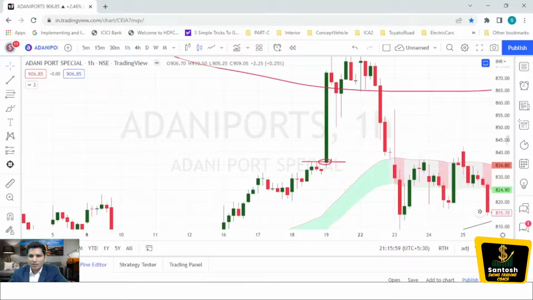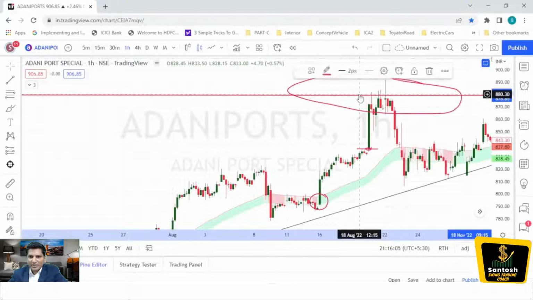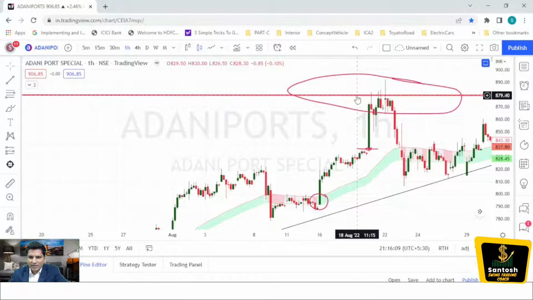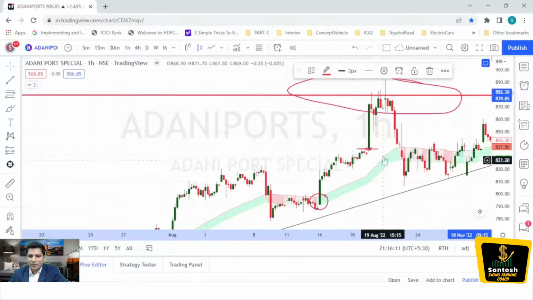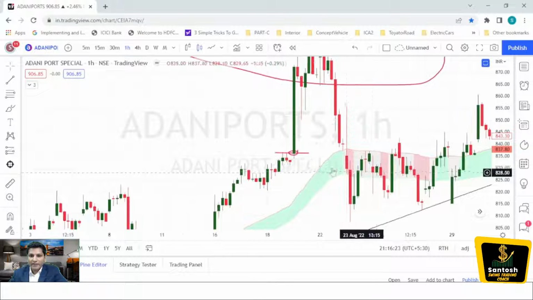So I gave an entry and then we know that there is a resistance line here. Let me just thicken it. This is the resistance line shown in red color. So my entry point is here and the immediate resistance where the price is going to get rejected is here. I also have to keep this in mind. So I gave my entry here.